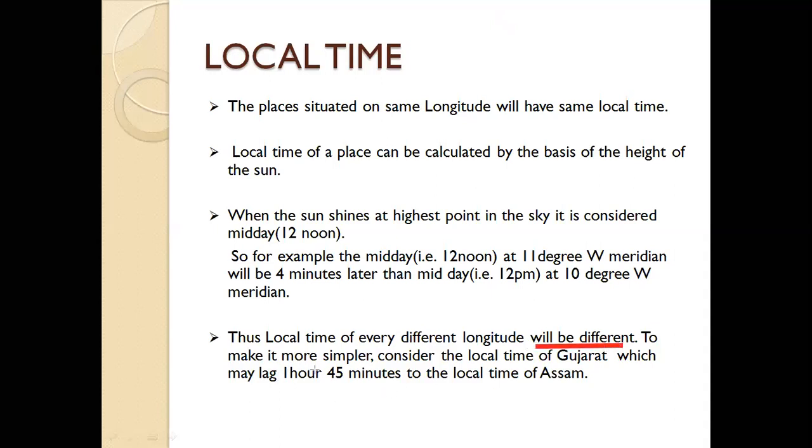So to make it simpler, consider the local time of Gujarat, which lags 1 hour 45 minutes behind the local time of Assam. Let me explain it again. जब सन अपने हाईएस्ट पॉइंट पर होगा आसाम में, तो उसके 1 घंटा 45 मिनट्स बाद वो हाईएस्ट पॉइंट पे होता है गुजरात पे. तो मतलब आसाम और गुजरात में सनसेट और सनराइज का 1 hour 45 मिनट्स का फर्क रहता है.